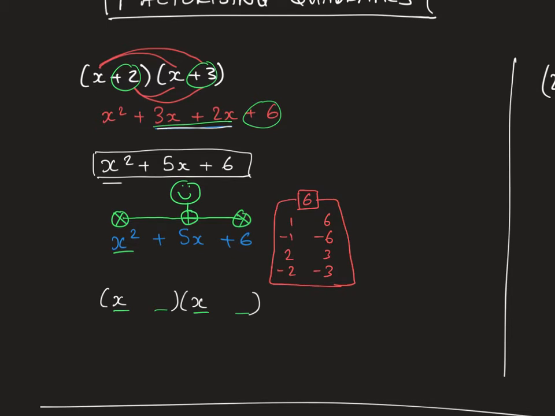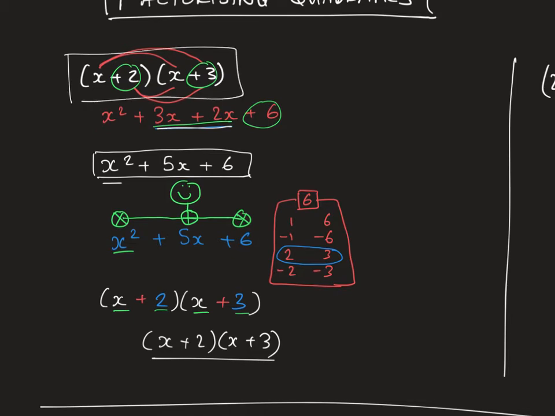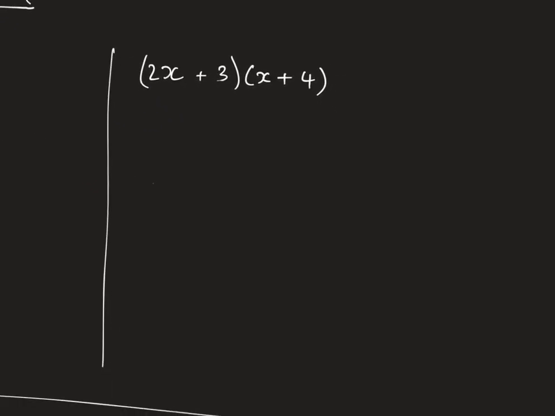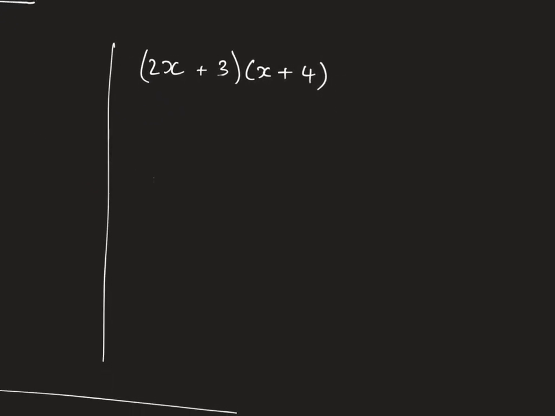Now do any of those add up to make positive 5? The answer is positive 2 and positive 3, because they add to make positive 5. So those are our two numbers, and I place them in here. I've got 2 and 3, and as we correctly said, they are both positive. So that is our brackets, x plus 2, x plus 3. And if we expand that out as we did at the top here, we can see that that is the correct answer.